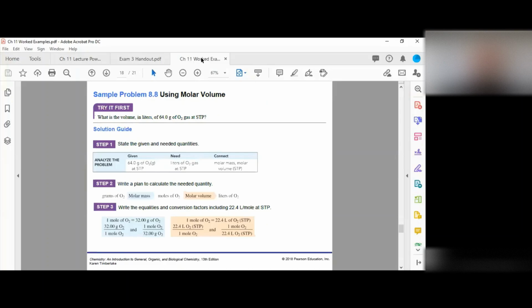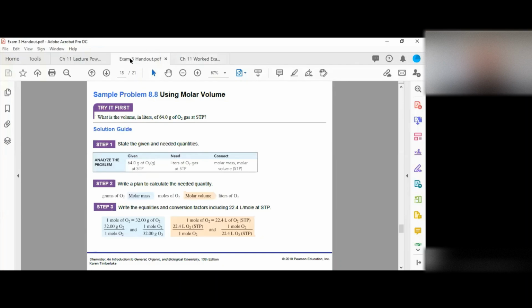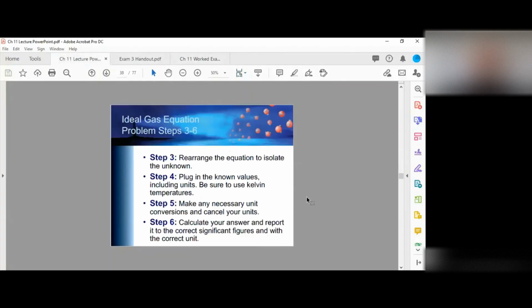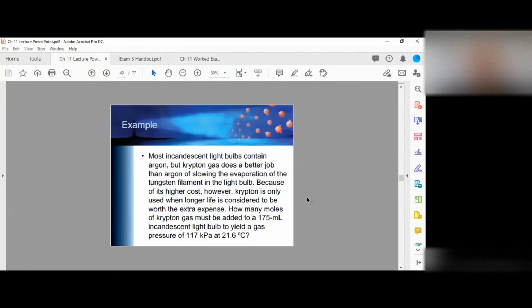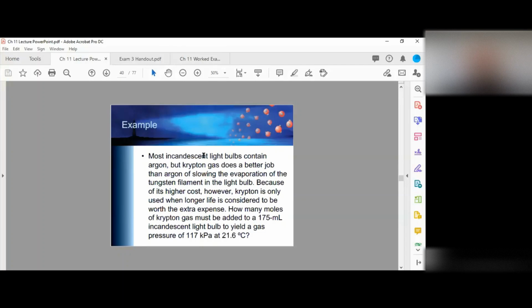Let's look at an example. I believe you should be able to find an example within the PowerPoint slides. So here's a question, a lot of text. How many moles of krypton gas must be added to a 175 milliliter incandescent light bulb to yield a gas pressure of 117 kilopascal at 21.6 Celsius?